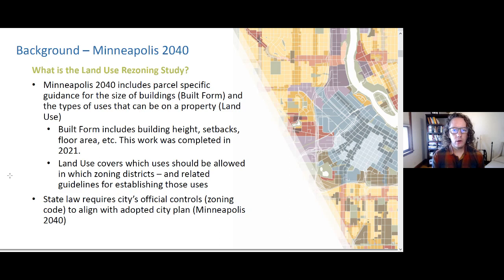The goal of this work was primarily to eliminate conflicts that exist between what our zoning code does or does not allow and what Minneapolis 2040 says should be allowed. This is a problem that state law required us to remedy. Next slide.